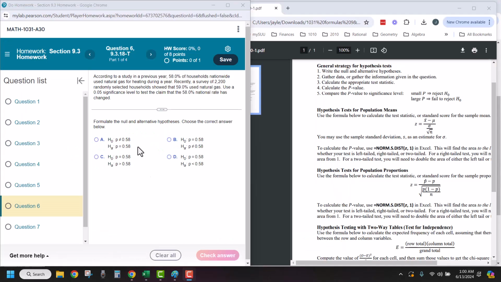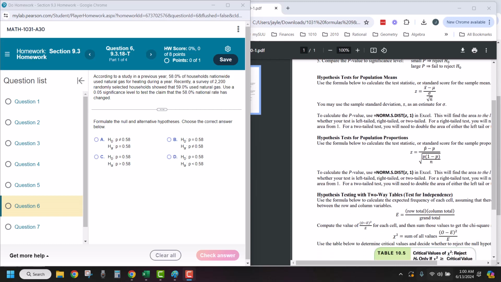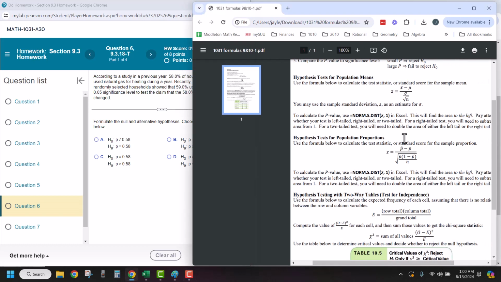So let's look at an example from section 9.3 to explore this idea of left and right tail or two-tailed tests a little bit further. Because the only difference between section 9.2 and 9.3 is that the way you calculate the z-scores is different because in 9.2, you're working with population means, and in 9.3, you're working with population proportions. So the way you calculate the z-score is slightly different, but the basic idea of how you find the p-scores or the probability is very similar.